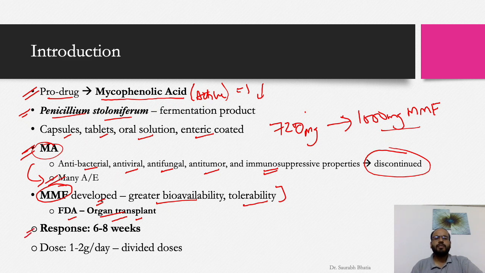The response is on the slower side, taking around 6 to 8 weeks to properly act. The dose is roughly around 1 to 2 gram per day in divided doses. That means you start with 500 milligram a day, then increase to 500 milligram twice a day, then 1 gram in the morning, 500 milligram in the evening, then 1 gram in divided doses. So you can reach a level of 2 gram every day, but divide the doses. You can also use 500 milligram 4 times a day. So just make sure that the doses are divided.